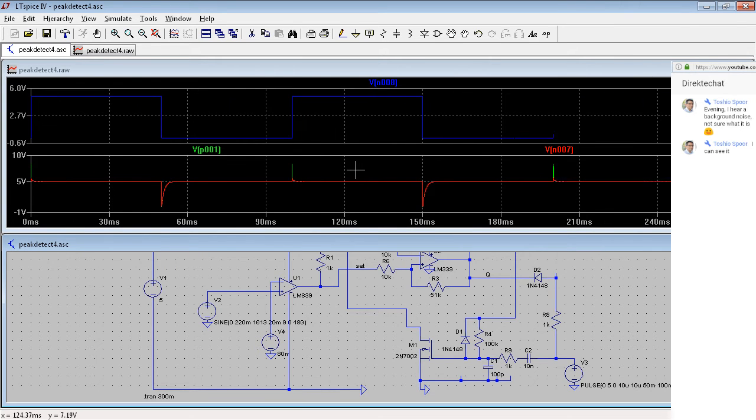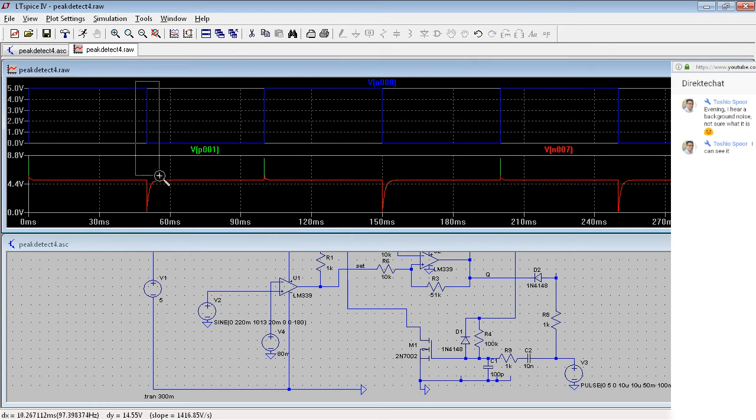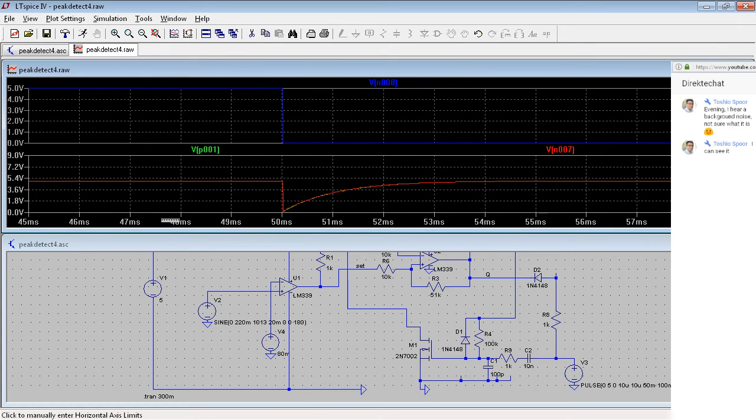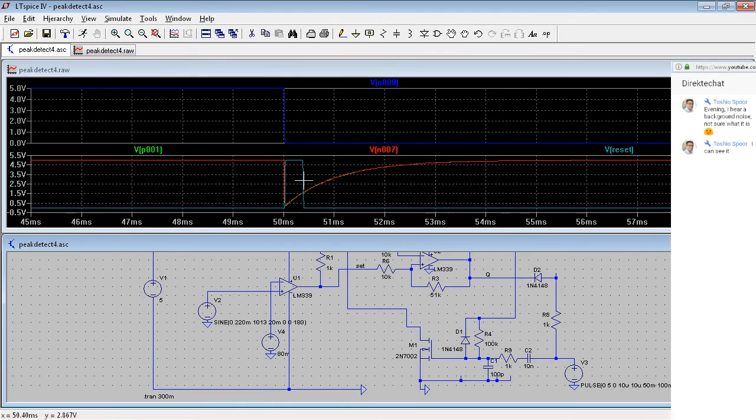I think that's an interesting question. You can see how fast it goes down, and it goes up again. So I'm trying to shape the reset pulse here to get that time delay that I want. So if you look on this side now, you can see the little pulse that I'm making.